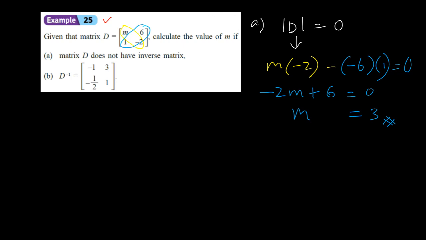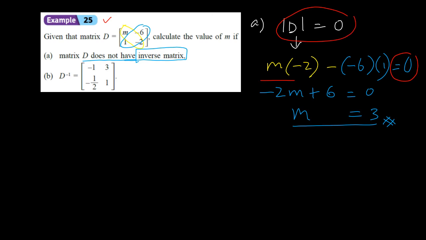So you found your m here. Remember, if D does not have inverse matrix, very important, the determinant is equal to 0. So you just make one equation to find your M. Okay, now we look at B.